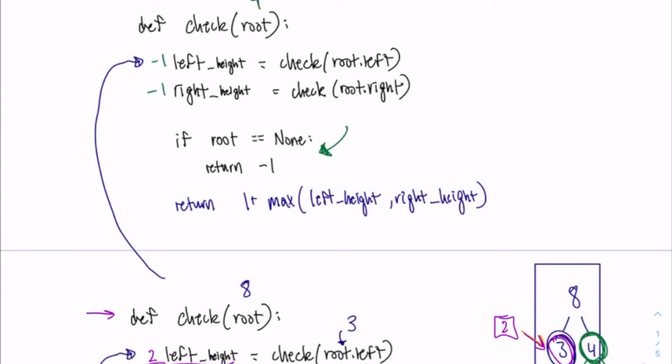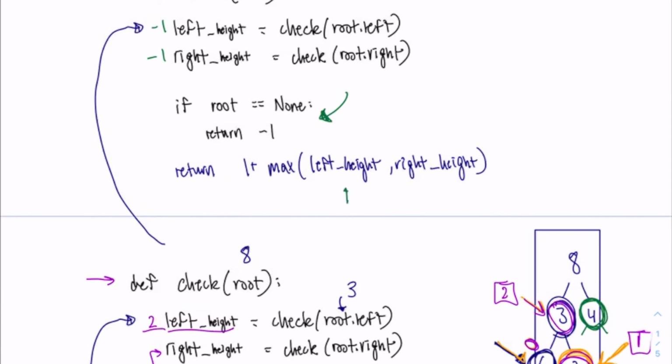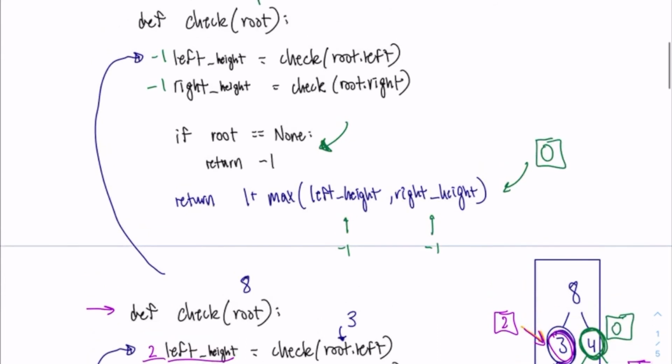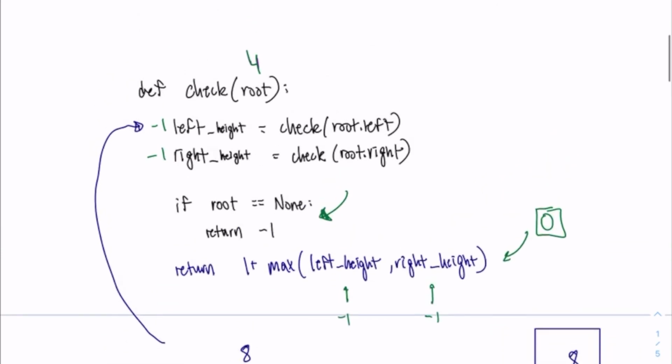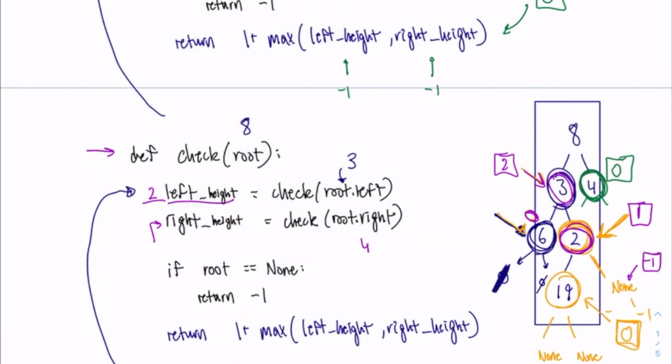And we can finally, since we know left height and right height, we can create a return statement. So 1 plus max of -1 and -1 is -1. 1 plus -1 is 0. So 4 has a height of 0. So now that we've found the return value for this node, we can put that for right height of 8.